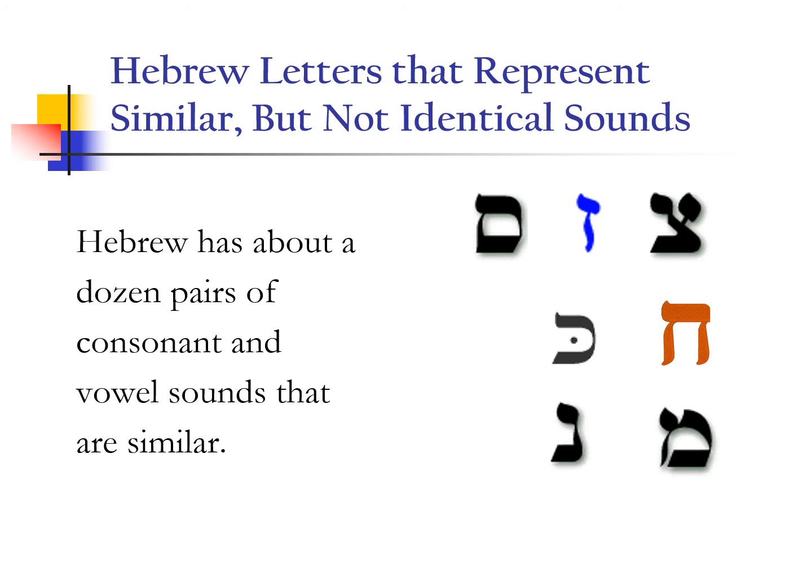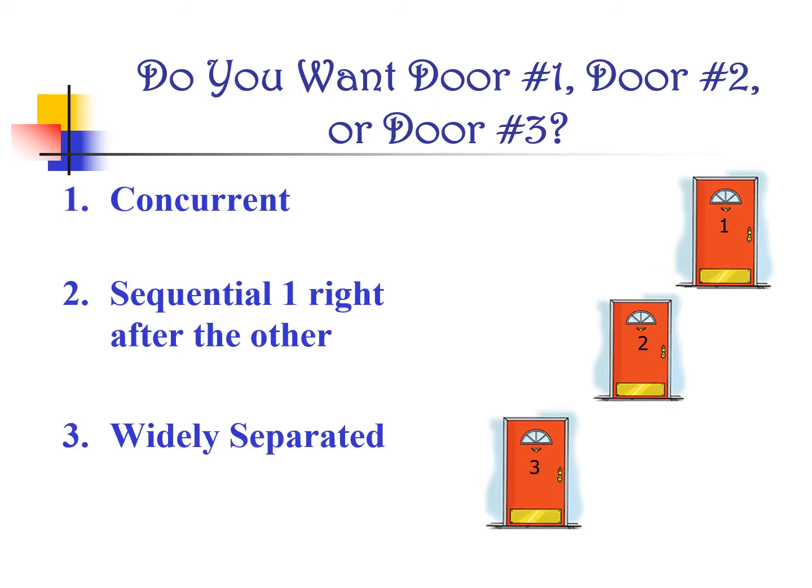There are also Hebrew letters that represent similar but not identical sounds, like Tzadi, Zayin, and Samech, or Chet and Kaf, Ch and K, very similar, or Mem and Nun, N. There are about a dozen pairs of consonants and vowel sounds that are similar. So again, we have the question, which is the best way to do this? Should you introduce these sounds together, these symbols and sounds together, concurrent introduction? Should it be sequential, one right after the other, or widely separated? Again, take a couple of seconds.